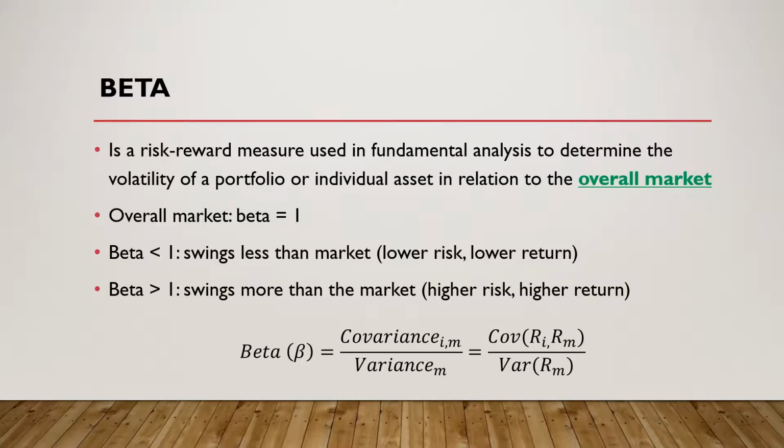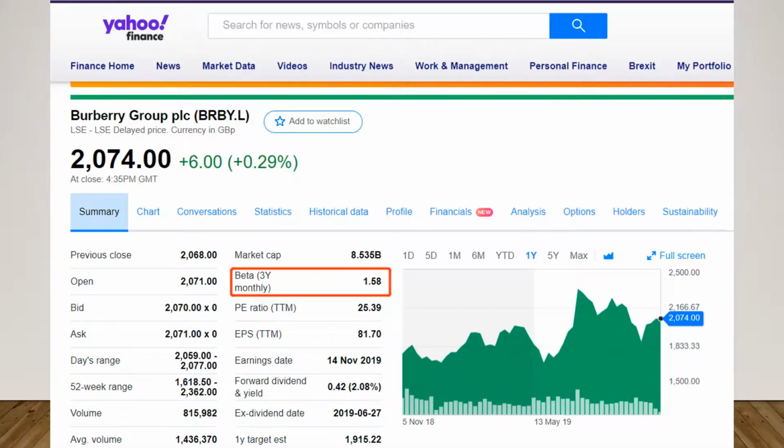Now, the good news is that to calculate the Treynor ratio, we do not always need to calculate the beta. Sometimes when we go to Yahoo Finance or any other financial data source, the beta is usually given. So in this case, we can see that the beta for Burberry stock, for 3 years and monthly data, is 1.58.